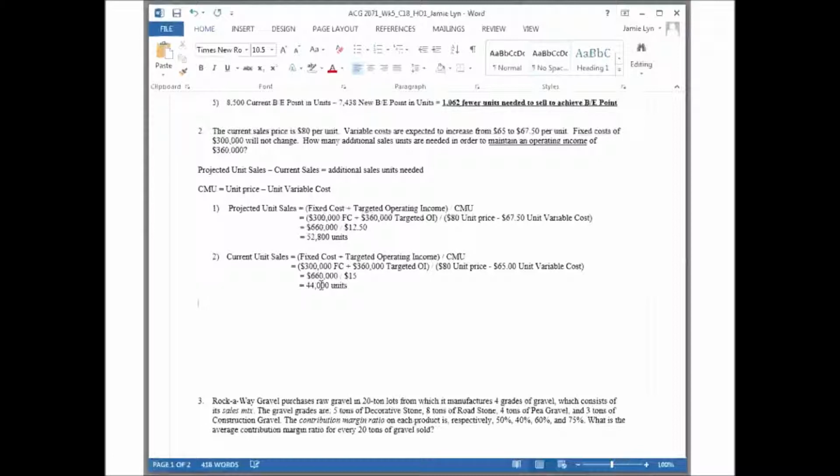Okay, so the last step of this problem is the first formula above. 52,800 projected unit sales minus 44,000 current unit sales equals 8,800 additional sales or unit sales needed. So this is the answer to number 2.